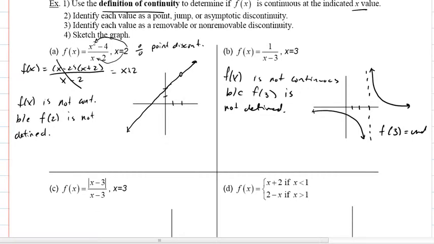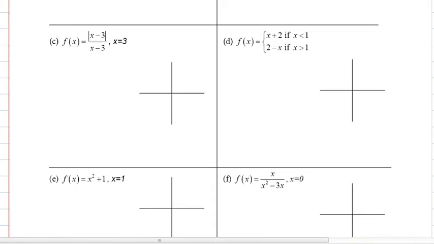Letter C, we have an absolute value rational function. So the way we do this is that we have to use the definition of an absolute value function to make this a piecewise function. We know that an absolute value function has to be split into two parts, a positive version and a negative version. So here's the positive version, and then here is the negative version.